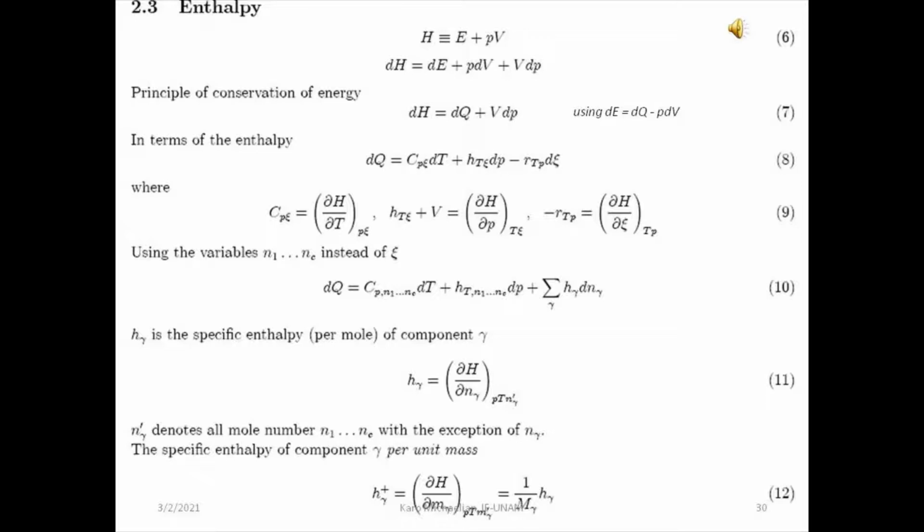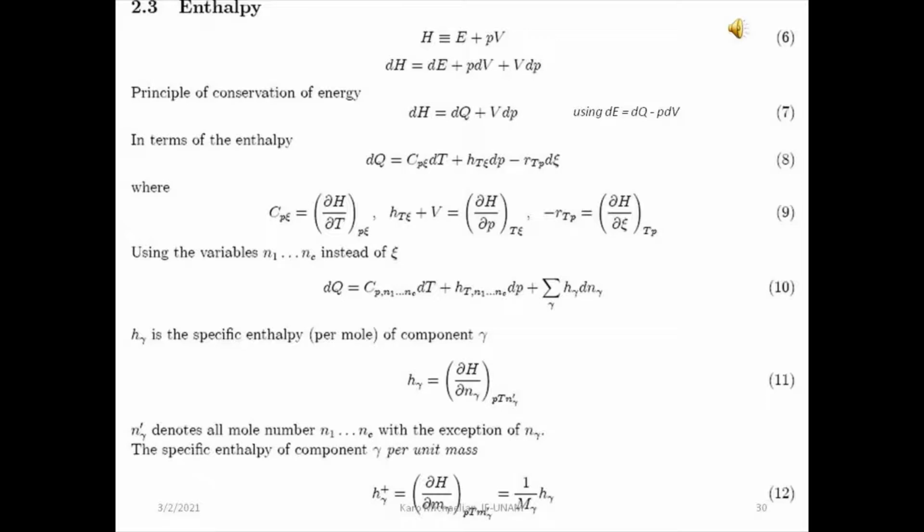So what we have done is substituted Chi for N1 to NC, and then just used that in equation 8 to give equation 10 with this new variable, the specific enthalpy, h sub gamma, where gamma represents the different components in the system. So you can check that for yourself, plugging equation 11 into equation 10 and then deriving equation 8.